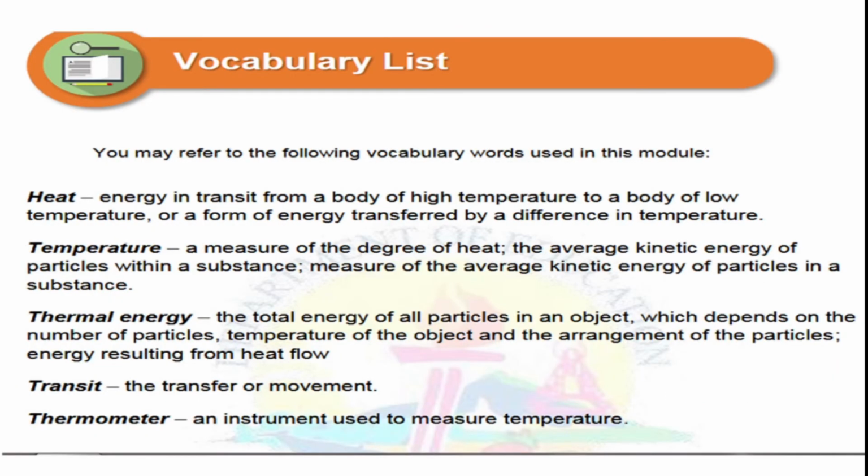Vocabulary list. You may refer to the following vocabulary words used in this module. So we have heat. Again, heat. This is the energy in transit from a body of high temperature to a body of low temperature, or a form of energy transferred by a difference in temperature. Ang heat ay ang pag-transfer ng energy magmula sa object na mataas ang temperatura patungo sa object na mababa ang temperatura.